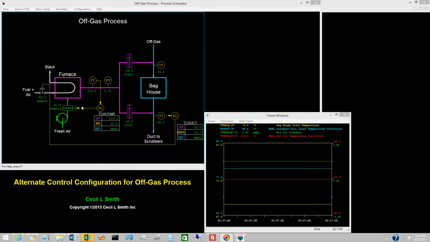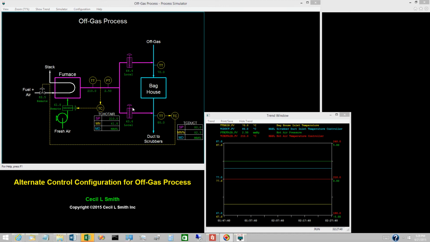With the two loops configured as proposed, the off-gas process uses the hot air in a constant temperature variable volume manner. Opening the fuel gas valve increases the heat input and the hot air temperature. The hot air temperature controller responds by opening the fresh air damper, which increases the fresh air flow so as to maintain a constant hot air temperature.